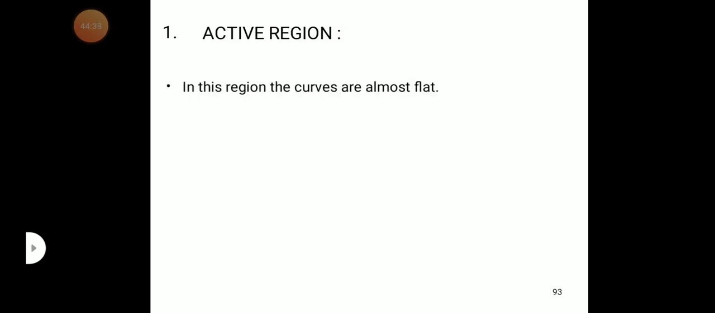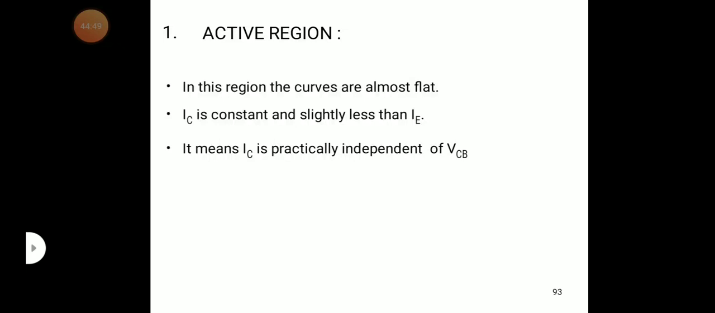So what is the active region? In this region, the curves are almost flat. IC is constant and slightly less than IE. It means IC is practically independent of VCB.